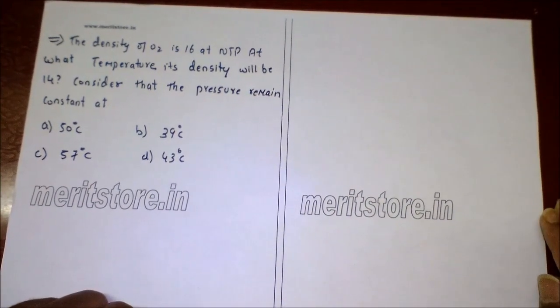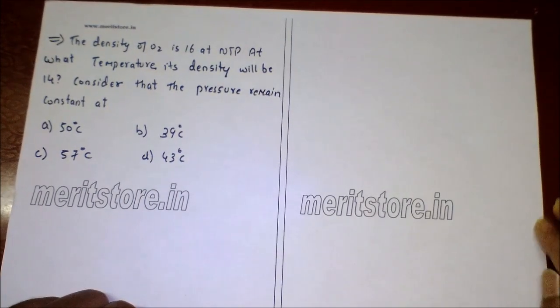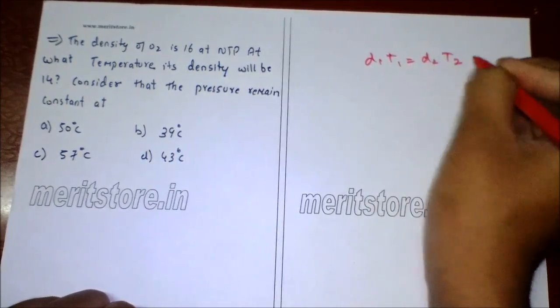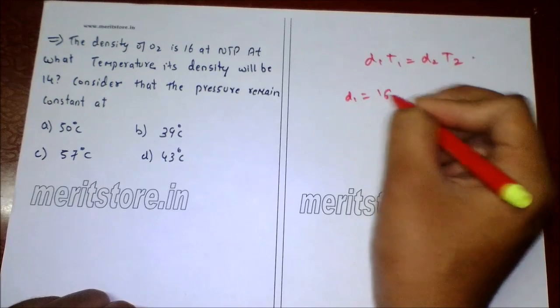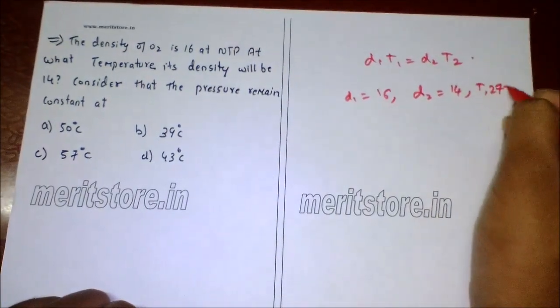The density of oxygen is 16 at NTP. At what temperature will its density be 14? Consider the pressure remains constant. So D1 T1 is equal to D2 T2, where P remains constant. D1 is 16, D2 is 14, T1 is 273 Kelvin.